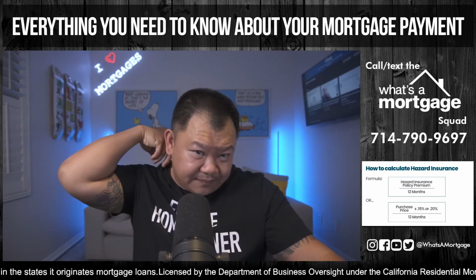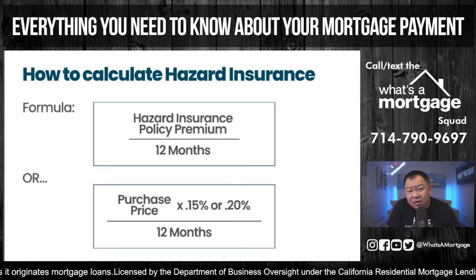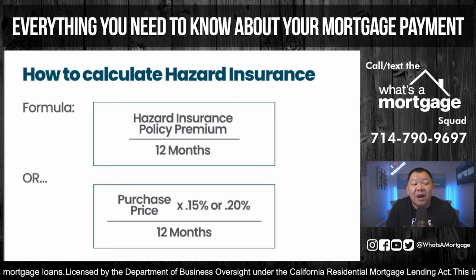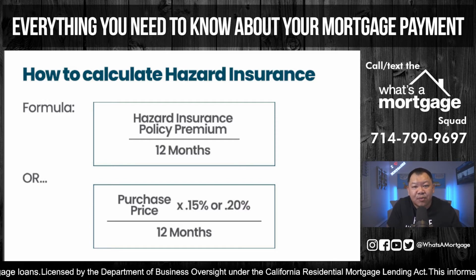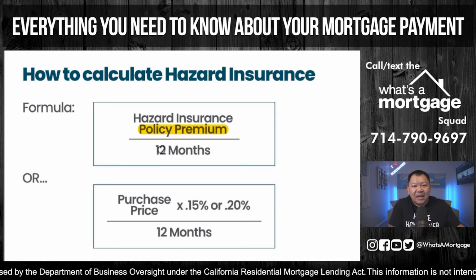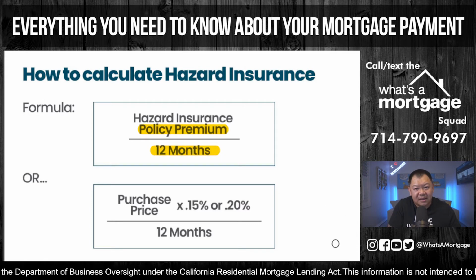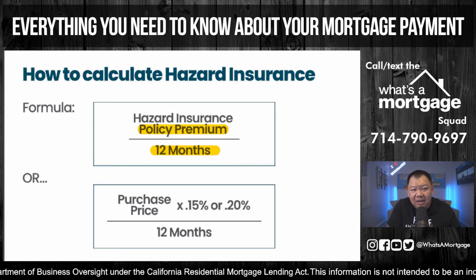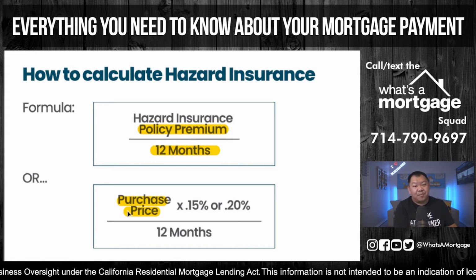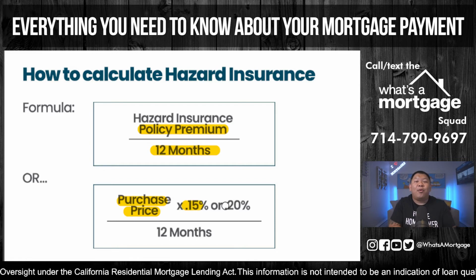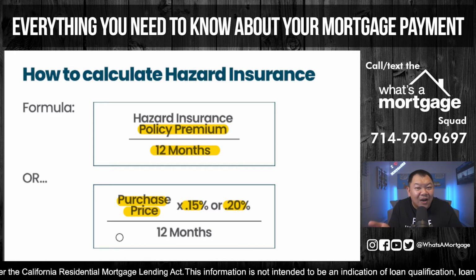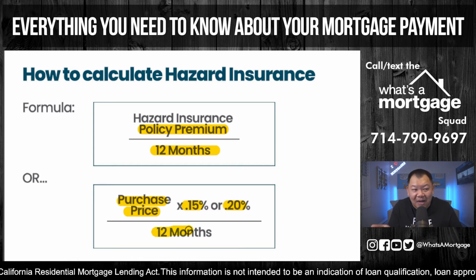hazard/homeowner's insurance. If you already have an insurance company, you would call them, tell them your scenario, and they would give you a rough estimate on your policy premium. Typically you take the policy premium and divide it by 12. If you haven't talked to an insurance company, how mortgage underwriters look at it is they take the purchase price and either times it by 0.15 for basic hazard insurance or 0.20 if you're going to get the Ferrari of homeowners insurance, and you divide it by 12.